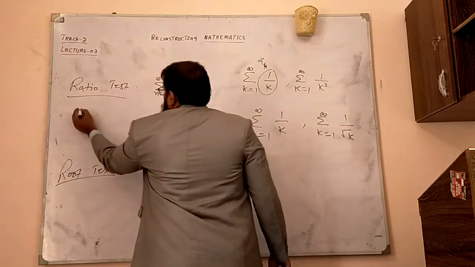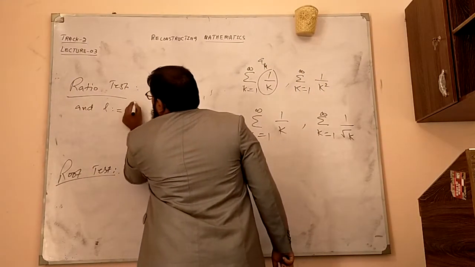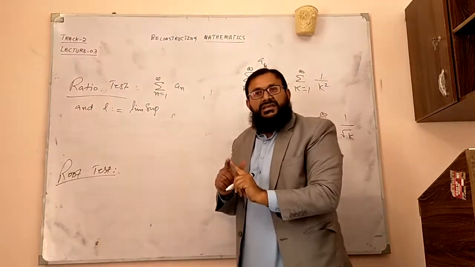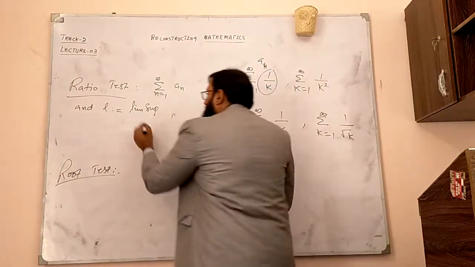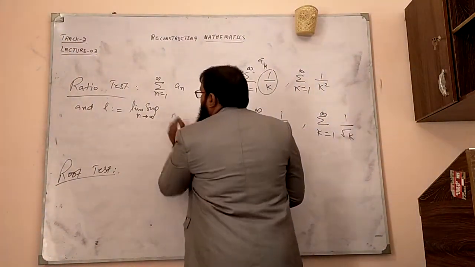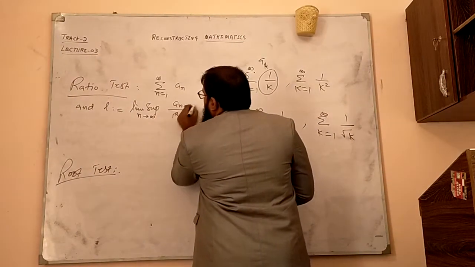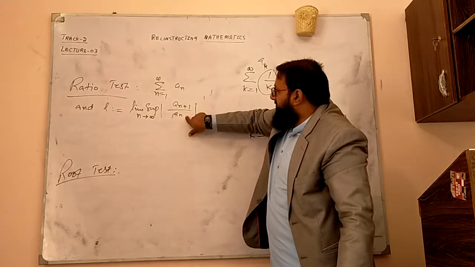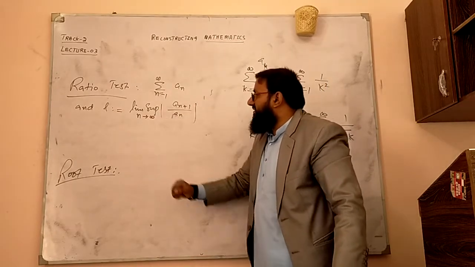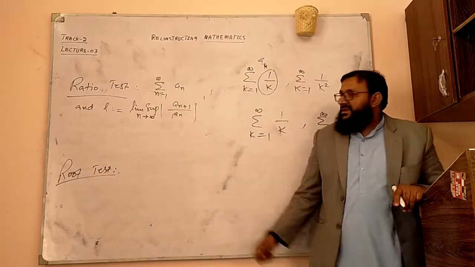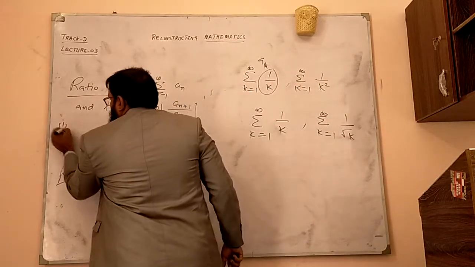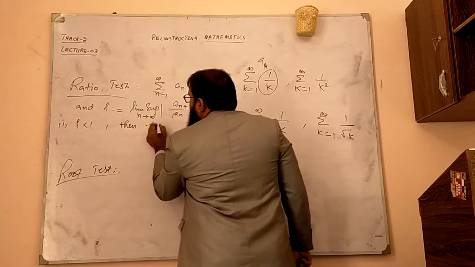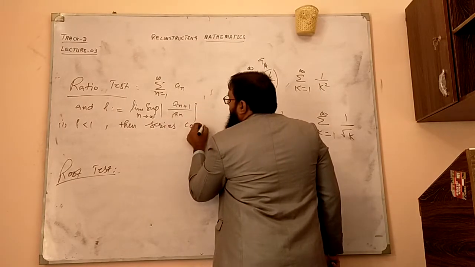Let's say L is defined as this: lim sup. I can define limit, but you can define lim sup as well. If you just say limit, that's okay. Lim sup as n goes to infinity of a_{n+1} divided by a_n. So you take a_{n+1} and a_n, take their ratio and find their limit, and you name this L. When this limit is less than 1, then the series converges. Are you okay with this?